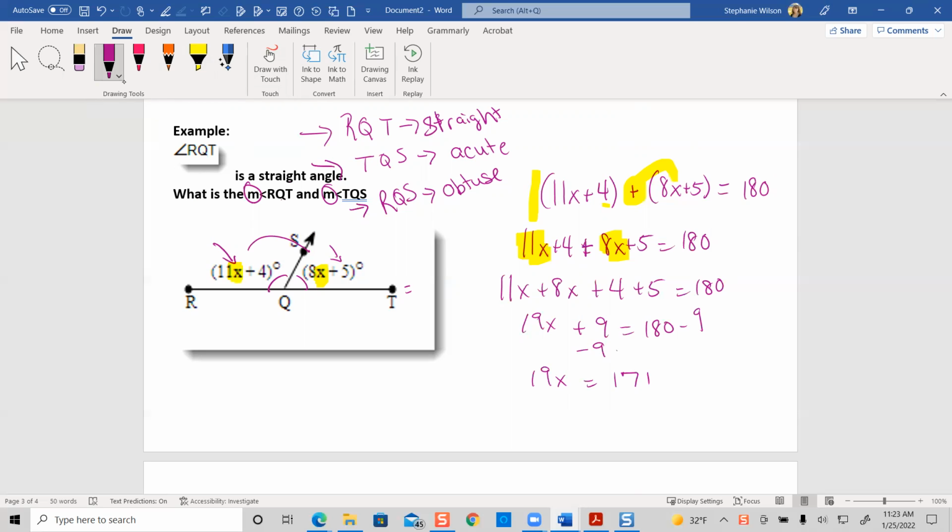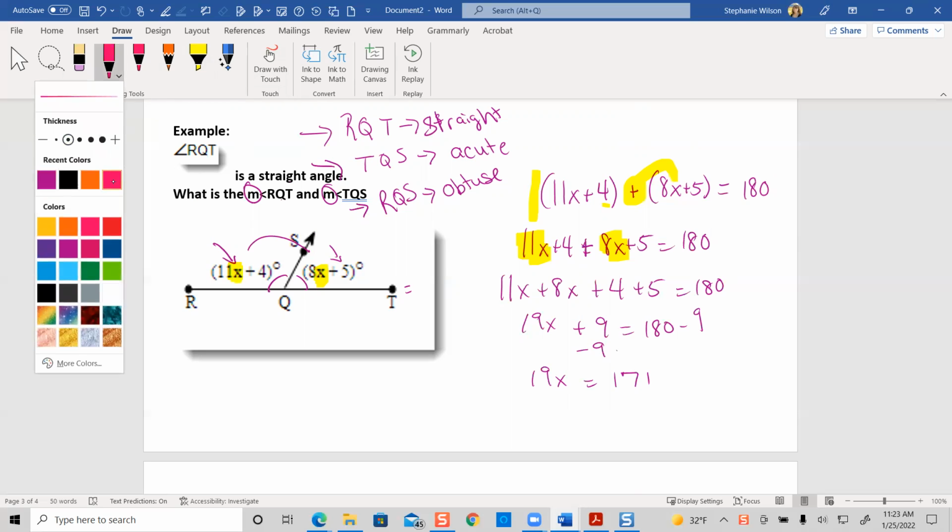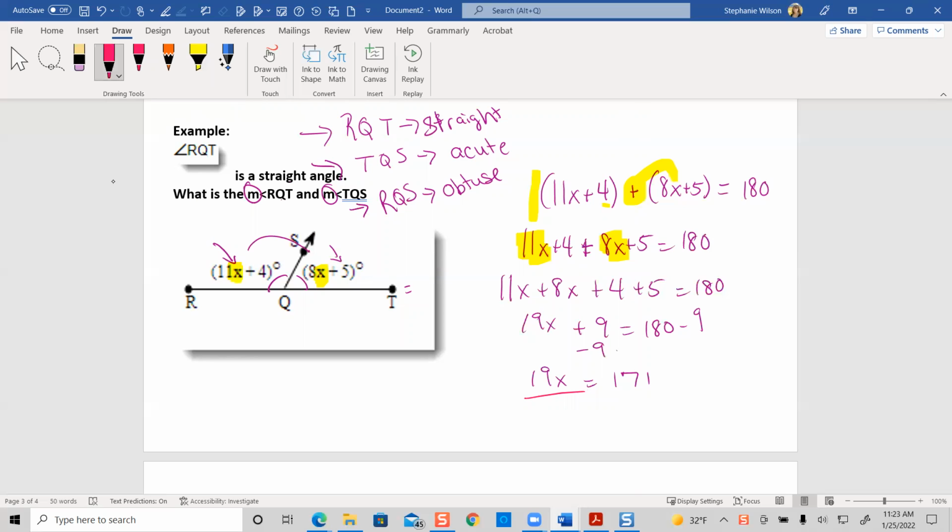I need a positive 1 coefficient on x in order to solve for x. It's already positive, so I don't have to do anything as far as the negative and positive signs go. But I do need to divide by 19. 19 divided by 19 is 1, and 171 divided by 19 is 9. Yay. So now I can figure out certain things.